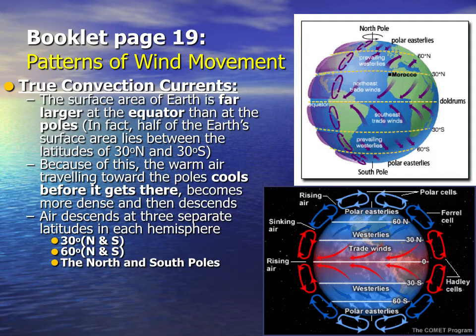Boom. So in reality, we actually have this system that almost looks like a little bit of gears. So it's not just one whole system that goes from the equator to the poles. It's actually kind of three in each hemisphere that we're looking at.